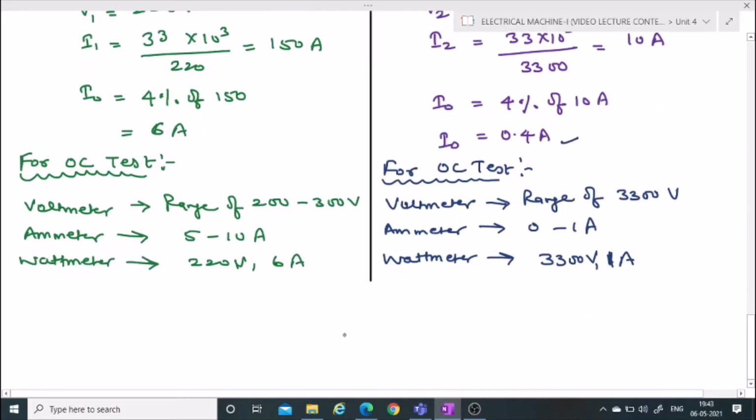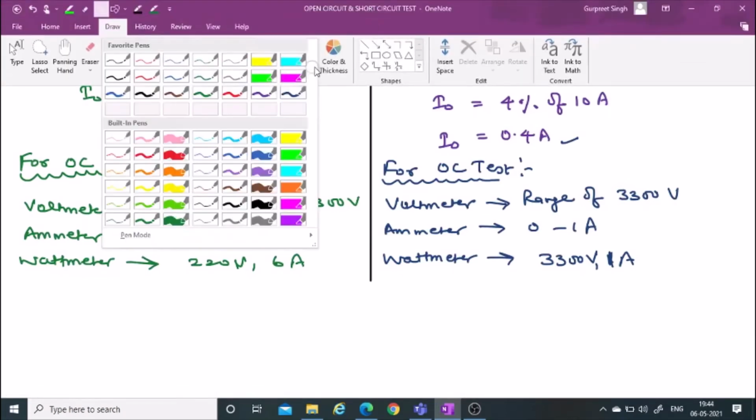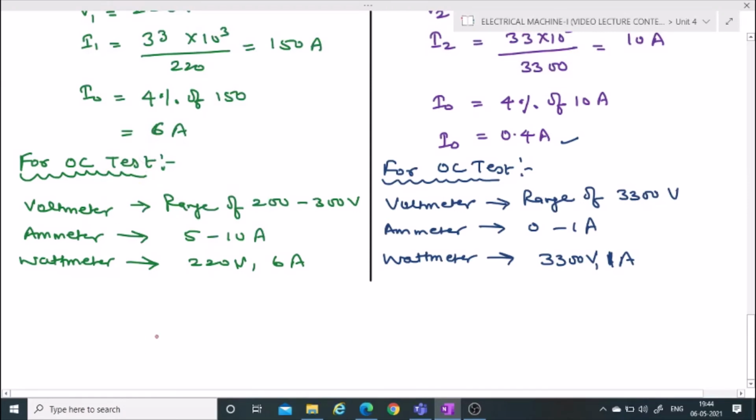So if we compare these two instruments' readings, we can easily say that if we are performing the OC test from the low voltage side, the instruments which we need are readily available in the lab. Arranging a wattmeter with 220 volt 6 ampere is easier as compared to arranging a wattmeter which has a voltage range of 3300 volt but a current range of only 1 ampere.